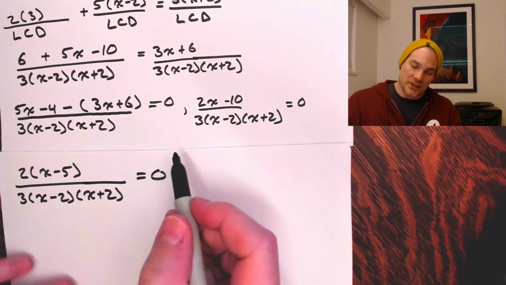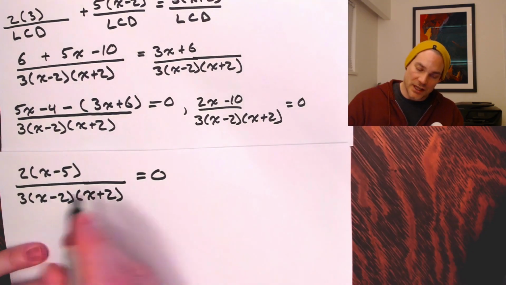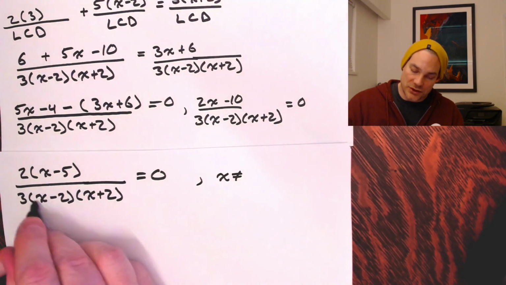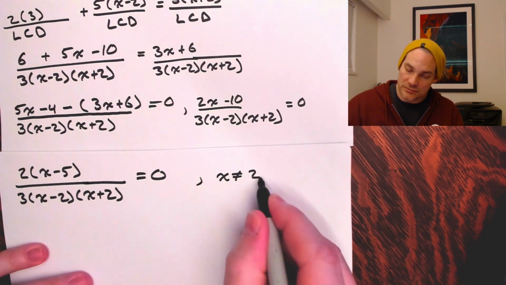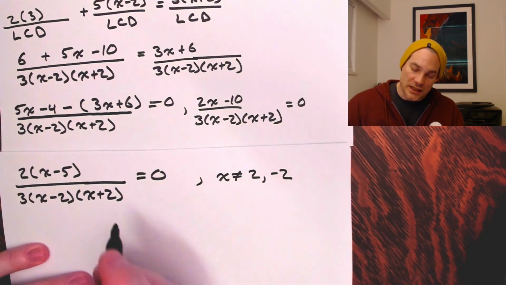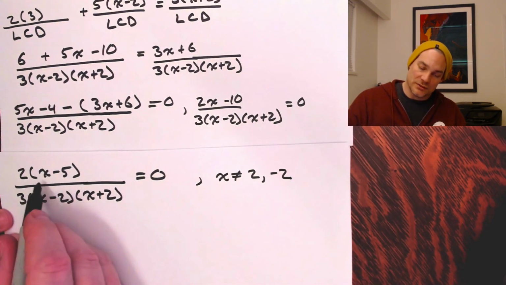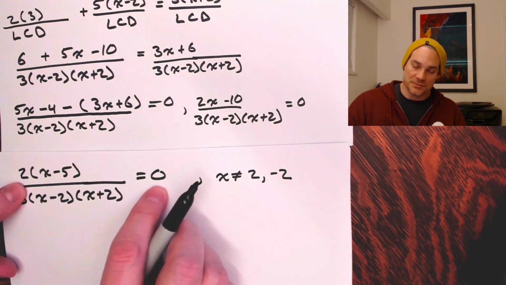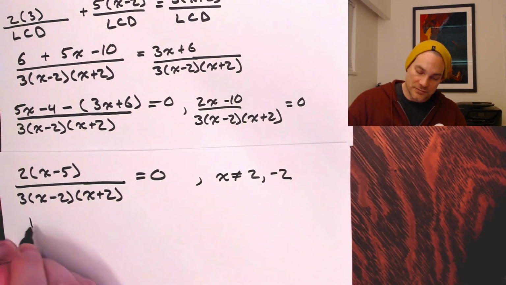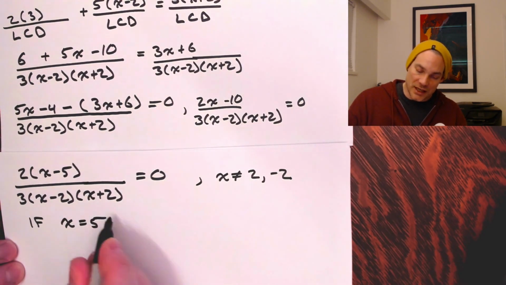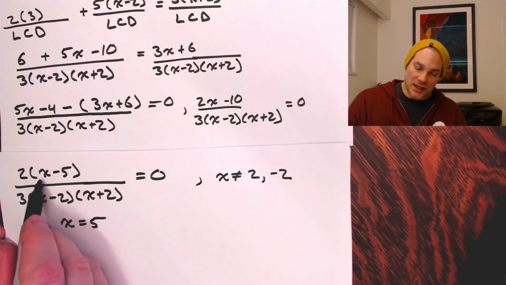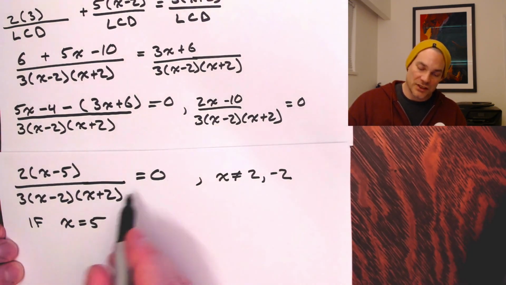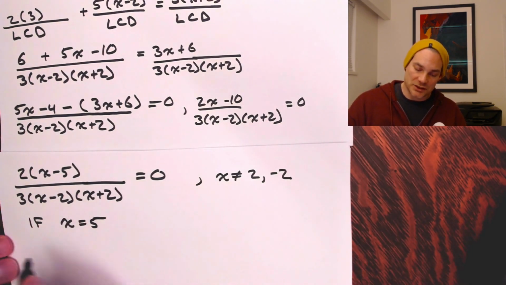So now what I'm going to do is find my non-permissible values. So x cannot equal 2 and negative 2. And then I'm also going to try and find a way to make this equal 0. I want this to be 0. I can do that if x equals 5. So if x is 5, then this is 0, and it's a permissible value. So then it's 0 equals 0. So that's good. So let's check it.